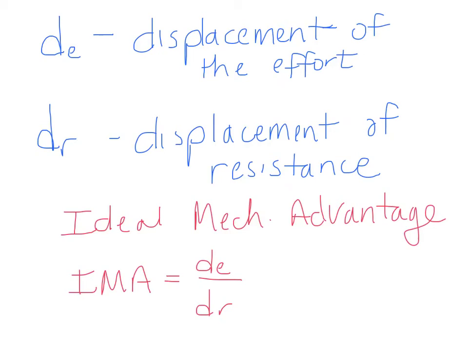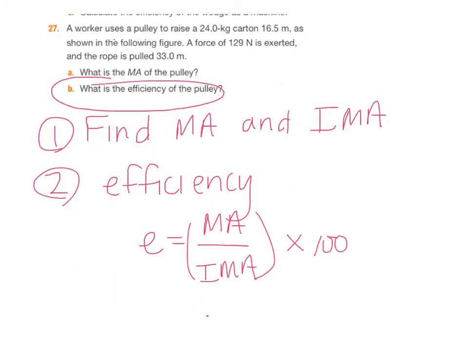But here are the variables that we're looking at. Your displacement of the effort, how much rope you are actually pulling, and then the resistive displacement, how much the crate actually lifts up. So the ideal mechanical advantage is the ratio of those two things, the effort to the resistive displacement. So the first thing you need to do to find efficiency is first find your mechanical advantage, and then you need to find your ideal mechanical advantage. So let's go ahead and do that.